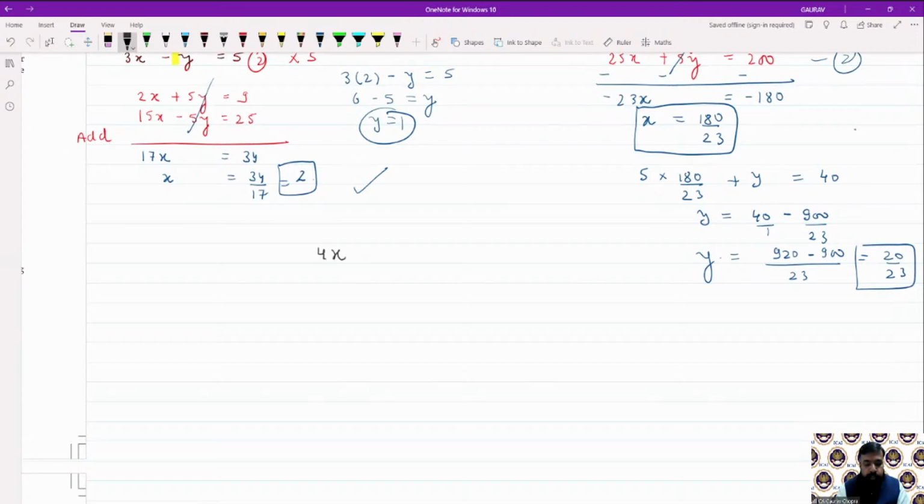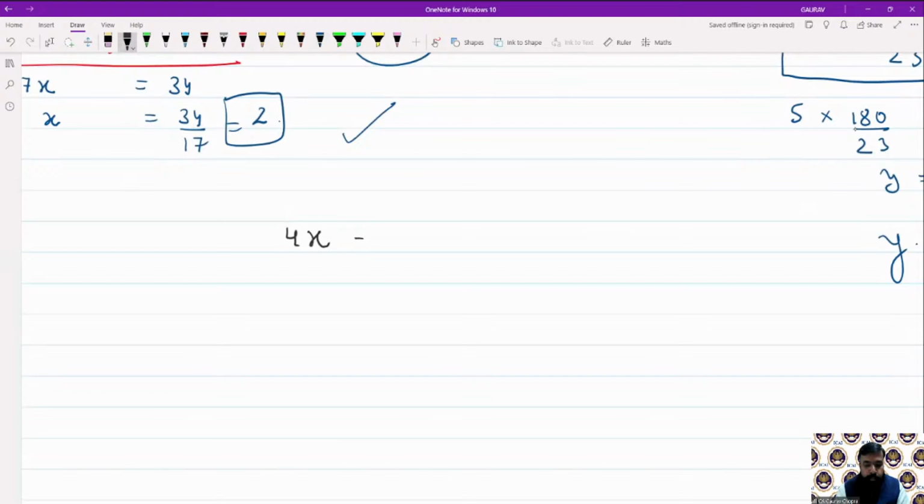4x minus 2y is equal to 60. Then 3x plus 5y is equal to 120. Now we have to simplify and get the result.